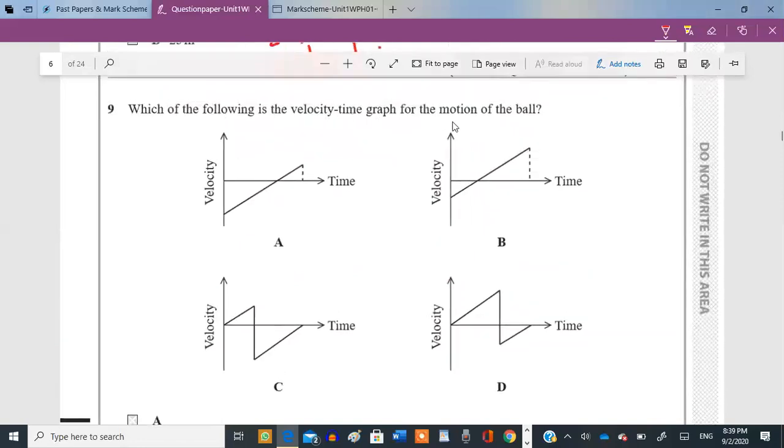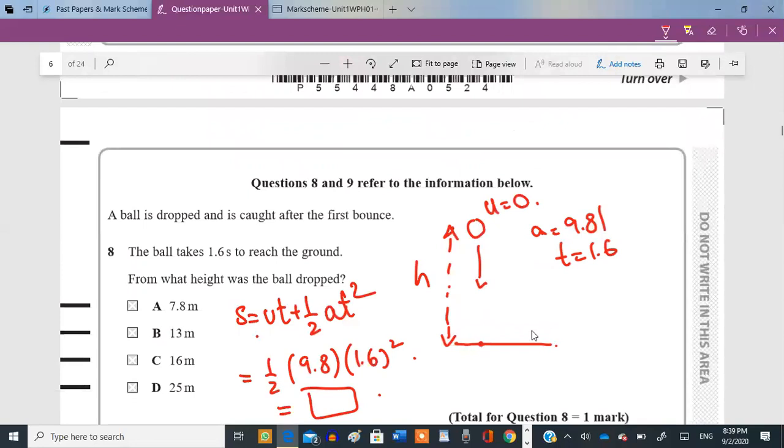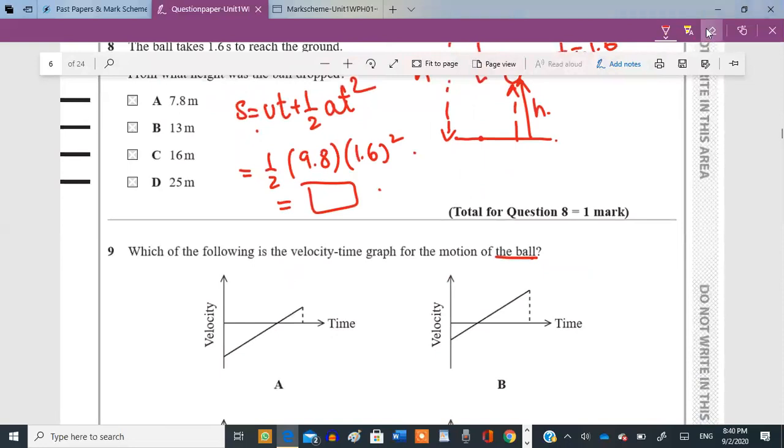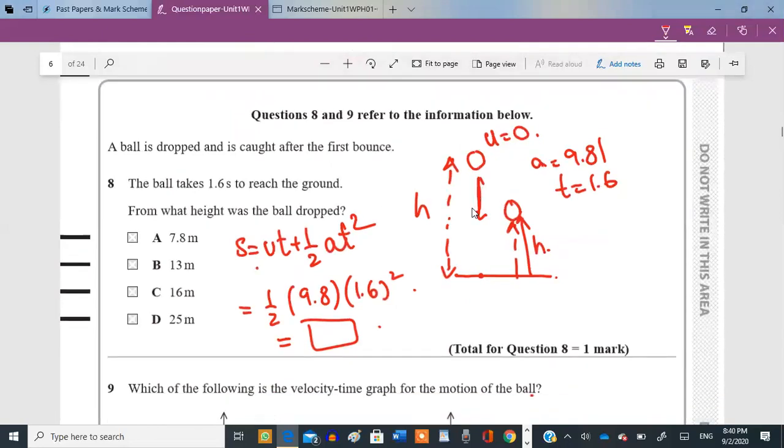Which of the following is the velocity time graph for the motion of a ball? This ball is dropped from a certain height and then is caught after the first bounce. So it drops, it hits the ground, and after it bounces first, it is caught. This means when it is caught, it has some height above the ground. They want us to draw out the velocity time graph. If you look at this situation, the velocity is positive in one case and negative in the other, or the other way around. It can be negative over here and positive over here, as long as the two signs are opposite to one another.